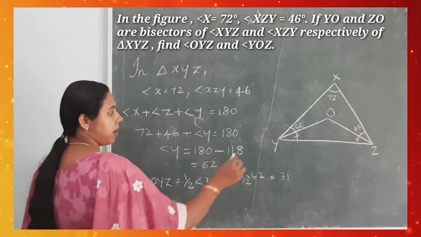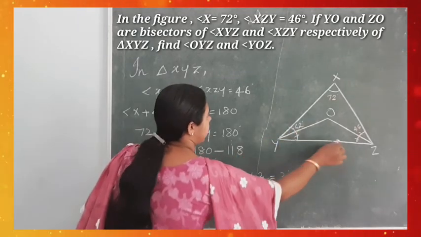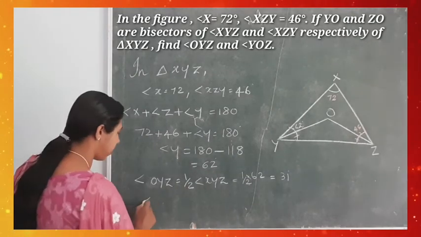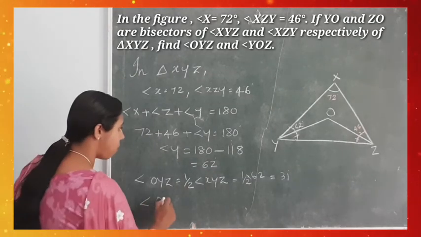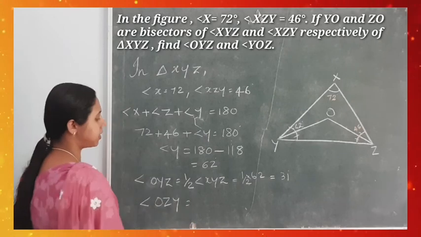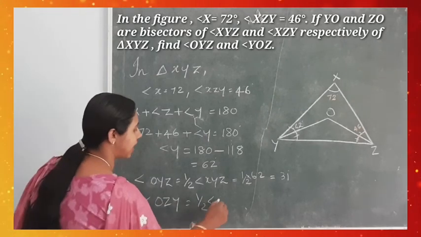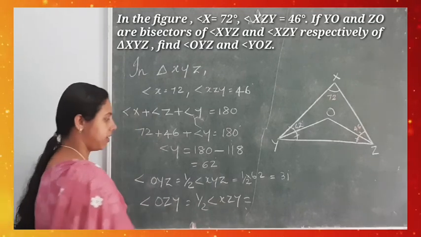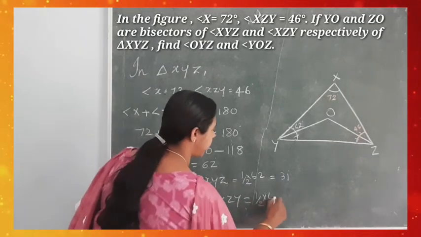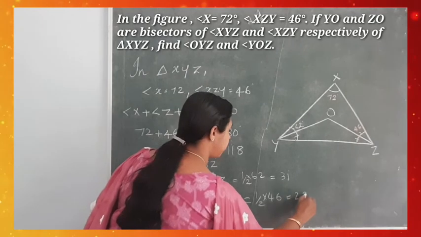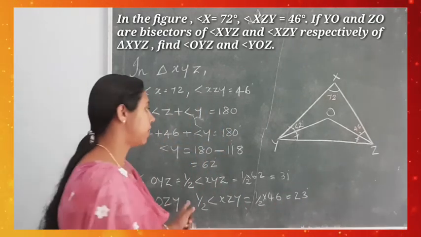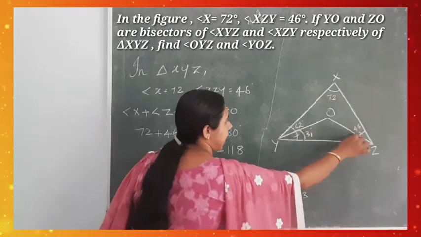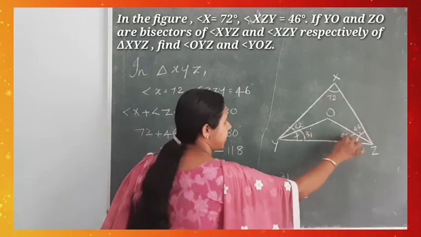So OYZ equal to 31 degrees. Similarly, you can find out angle OZY. OZY is equal to half of angle XZY, that is half of angle Z, which is equal to half of 46, that is equal to 23 degrees. So now you know this angle is equal to 31 degrees and this angle is equal to 23 degrees.